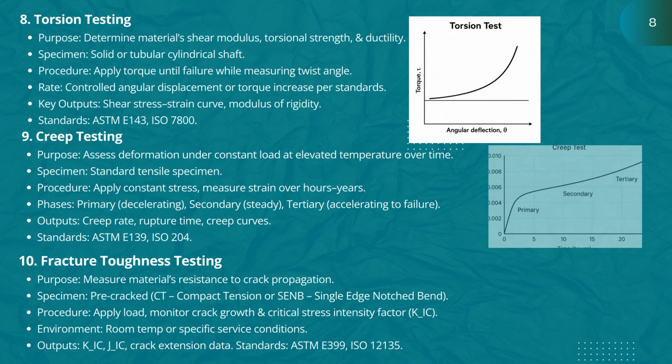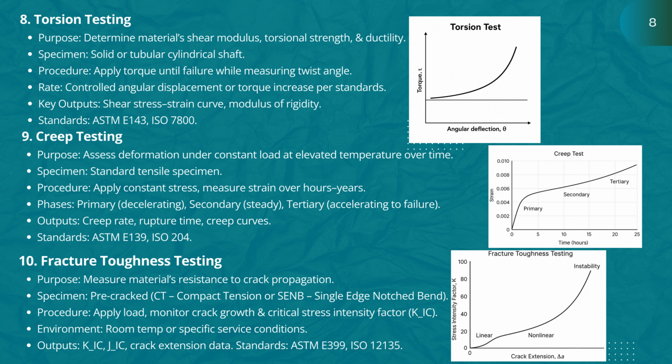Torsion testing. This measures how a material behaves under twisting loads, basically its shear modulus, torsional strength and ductility. We use a solid or tubular cylindrical specimen, apply torque, and measure how much it twists until it fails. The graph here shows torque on the y-axis and angular deflection on the x-axis. A steeper slope means stiffer material. This helps us find shear stress-strain curves and modulus of rigidity.